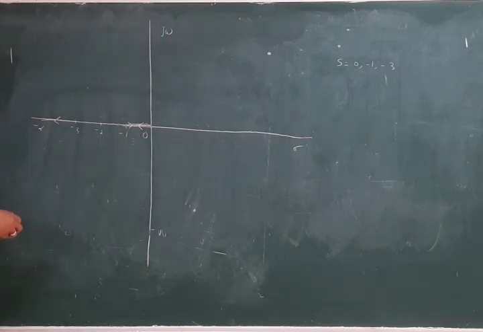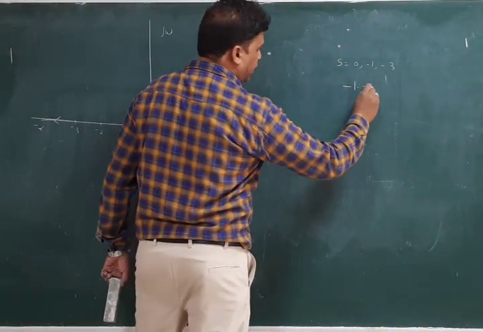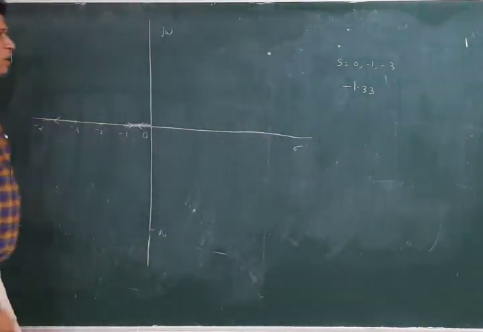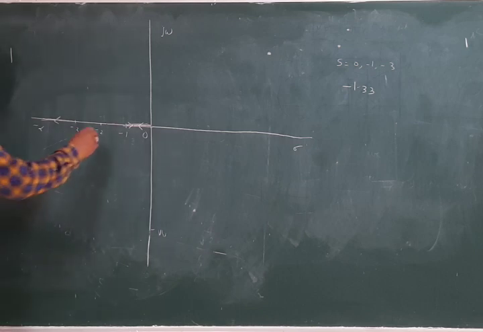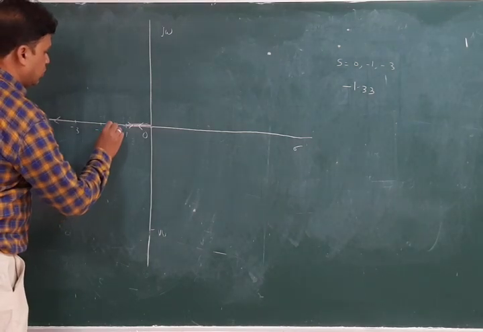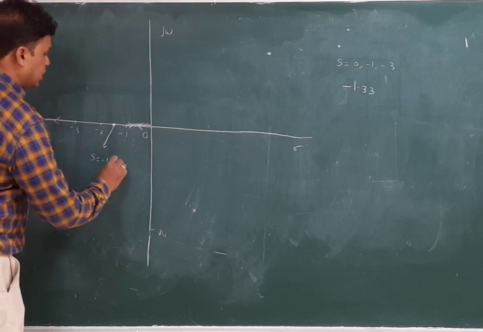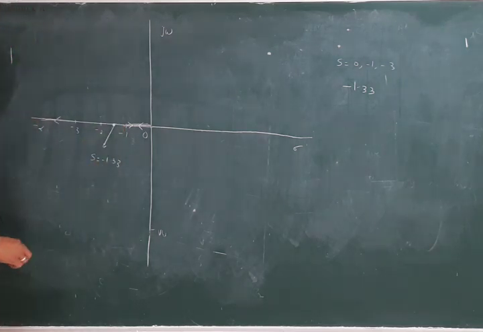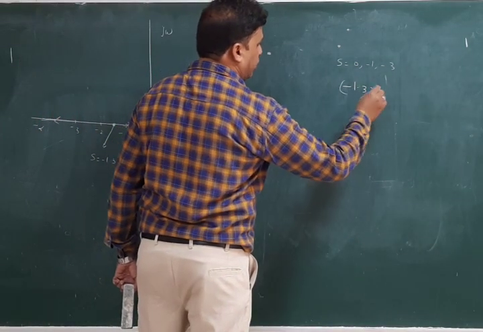And what we find out here now, the centroid also we have found out. What is the centroid? Minus 1.33. So we will plot the centroid now. The centroid here will be given as S is equal to minus 1.33. So it comes here. The centroid we have plotted. Centroid is equal to minus 1.33. This is called the centroid.